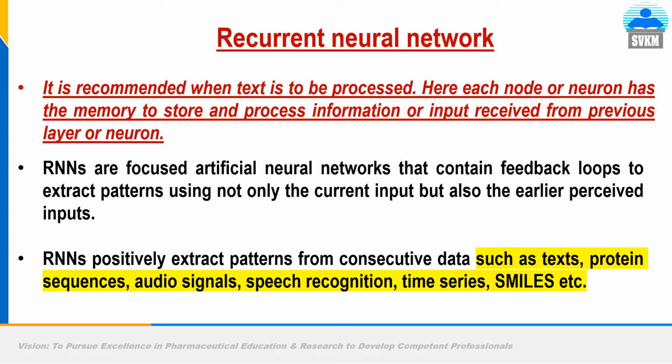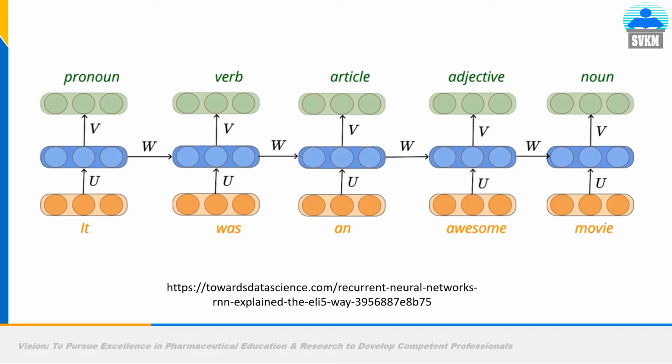So RNNs are specialized artificial neural networks that contain feedback loops to extract patterns using not only the current input but also the earlier perceived input. RNNs extract patterns from consecutive or sequential data such as text, protein sequences, that is the sequence of amino acids. What type of amino acids will be arranged in a proper manner so that you will get a particular type of protein. Also audio signals, speech recognition, time series, SMILES, and others.